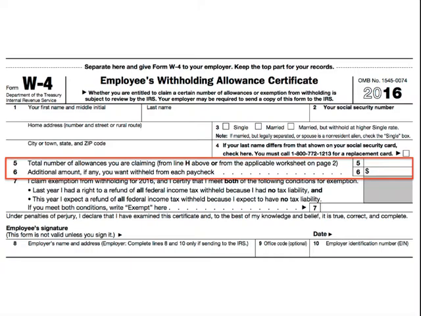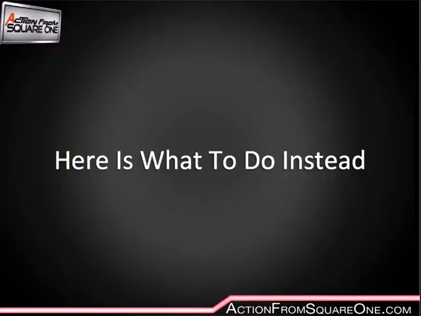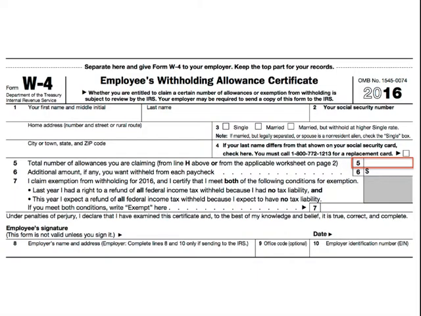Most of the time when we're trying to figure out line 5, we have to go to the top of the W-4 where there's this worksheet, which off the top seems pretty straightforward. But by the time you get to line F, most people end up looking like this. Trust me, been there. So here's what I want you to do instead. Forego the worksheet and just place a large number on line 5. Don't be ridiculously large. Just be a moderately large number on line 5.